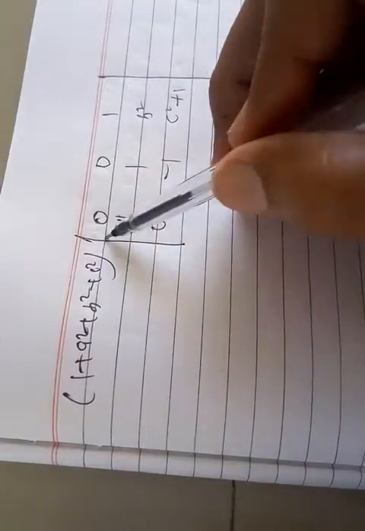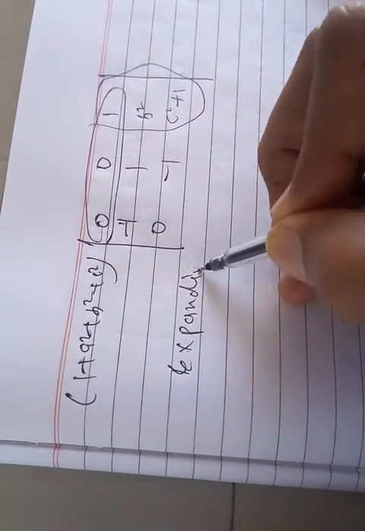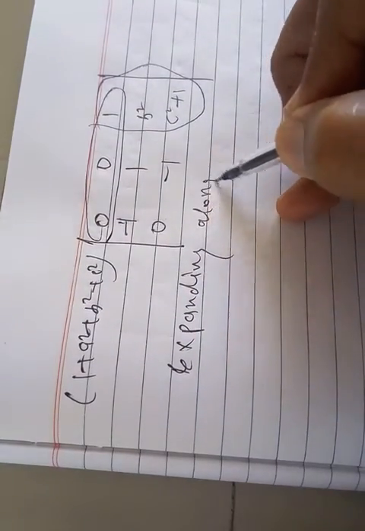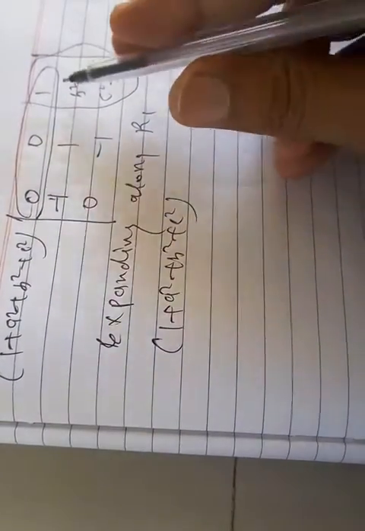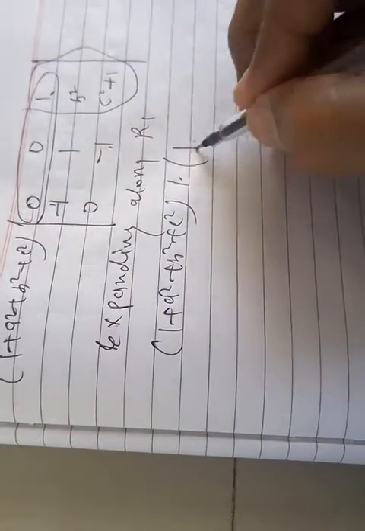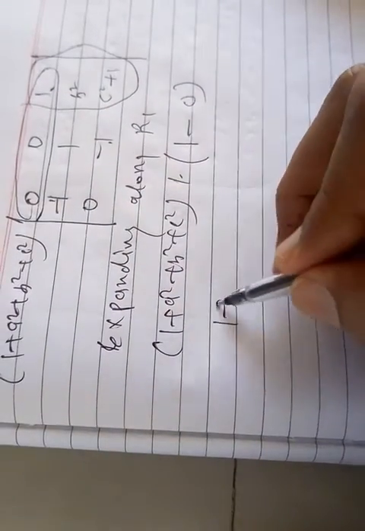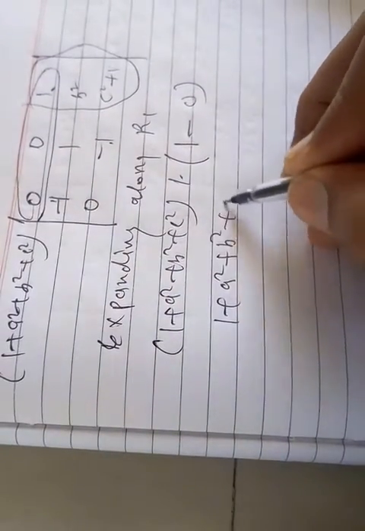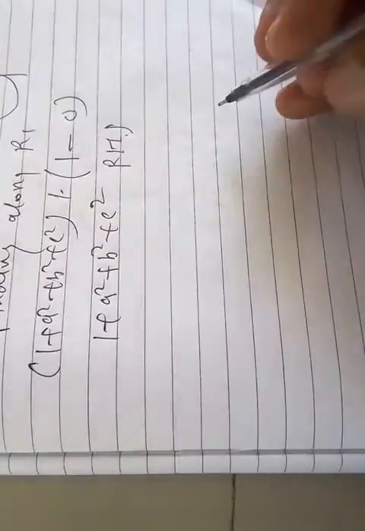So expanding along R1: 1 plus a square plus b square plus c square, this value 1 dot this, minus 1 plus 1, minus 1 into 0, 0. Okay, so 1 plus a square plus b square plus c square, which is the RHS, right? Proved.